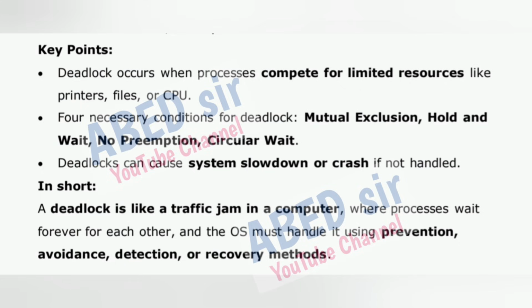4 necessary conditions for deadlock: mutual exclusion, hold and wait, no preemption, circular wait. Deadlocks can cause system slowdown or crash if not handled. In short, a deadlock is like a traffic jam in a computer, where processes wait forever for each other and the OS must handle it using prevention, avoidance, detection, or recovery methods.